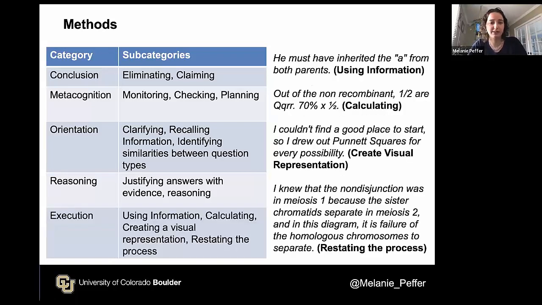And then our final category is execution. So this is using information. So at the top, we know this person has this genotype, so he must have gotten it from his parents, making some kind of calculation. So the chances of this happening are 70% times 50%. Creating a visual representation. You remember the picture of the Punnett square I showed a few slides ago. So the student is saying, I couldn't find a good place to start, so I drew out the Punnett squares, or restating the process. So they're restating the process of non-disjunction here.